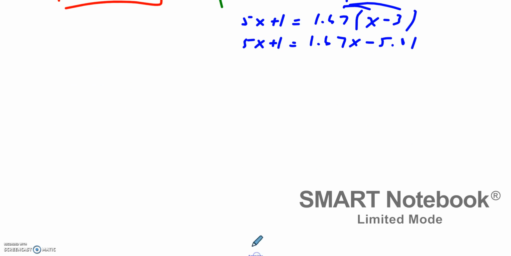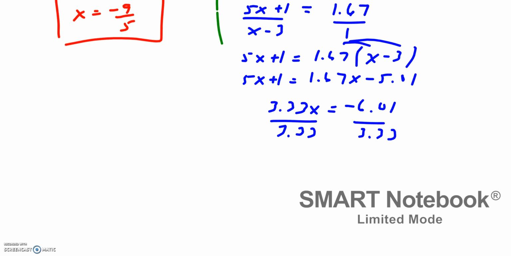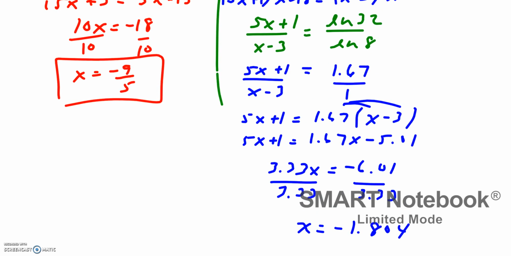So if we continue this, let me extend the page. If I subtracted 1.67x over, I'd have 5 minus 1.67, which would be 3.33x equals negative 6.01. And if I divided both sides by 3.33, I would have x equals negative 1.804 about. And if I go back and look at my previous answer, and if I take 9 divided by 5, that is really x equals negative 1.8.